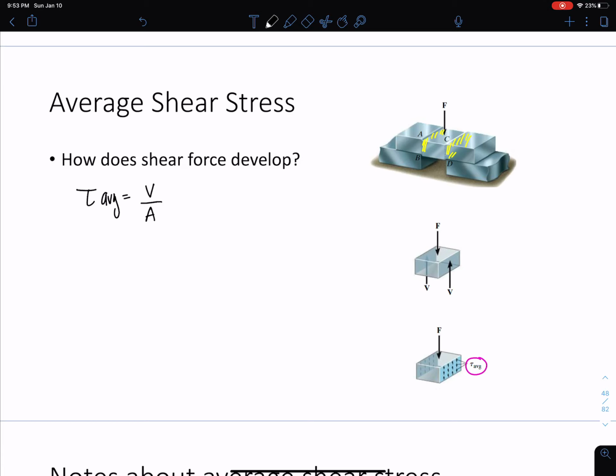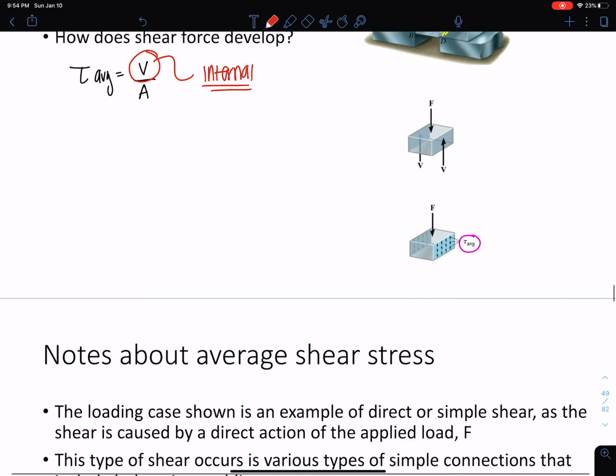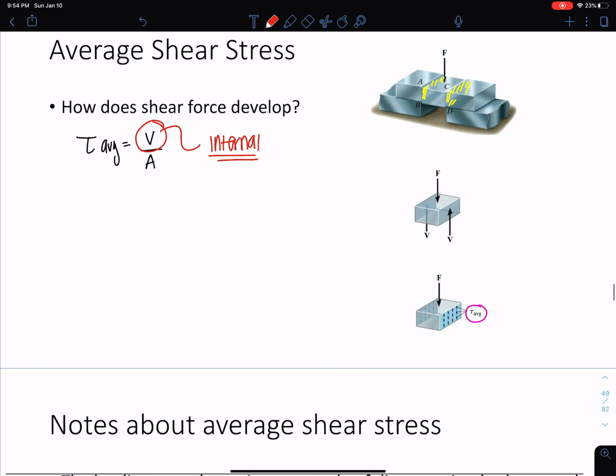So our tau average is the shear stress at the section. V is our internal shear force. And A is the area of the cross section at the point we're interested in getting the shear at. Okay. And here I should say this is the internal resultant. This is also important. Internal resultant shear force. This is important when we're dealing with things that have multiple forces. We need to make sure we're taking the resultant shear. Okay.